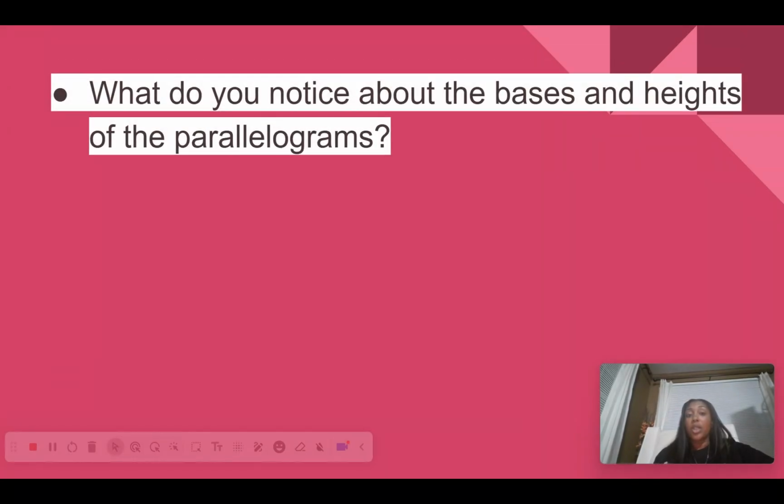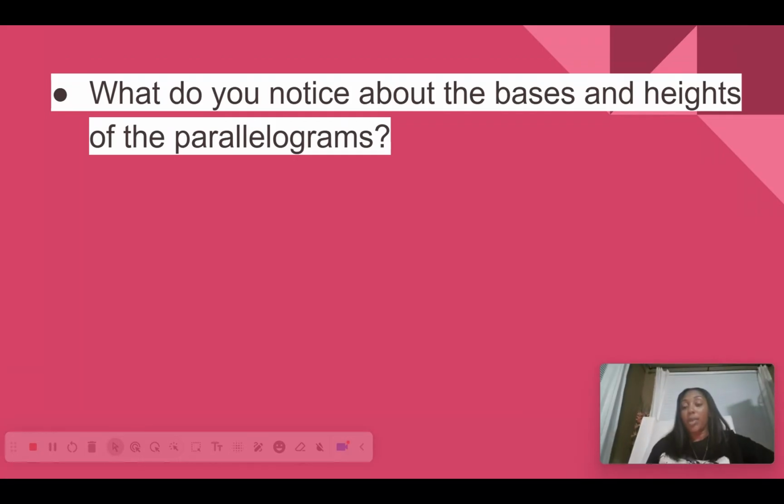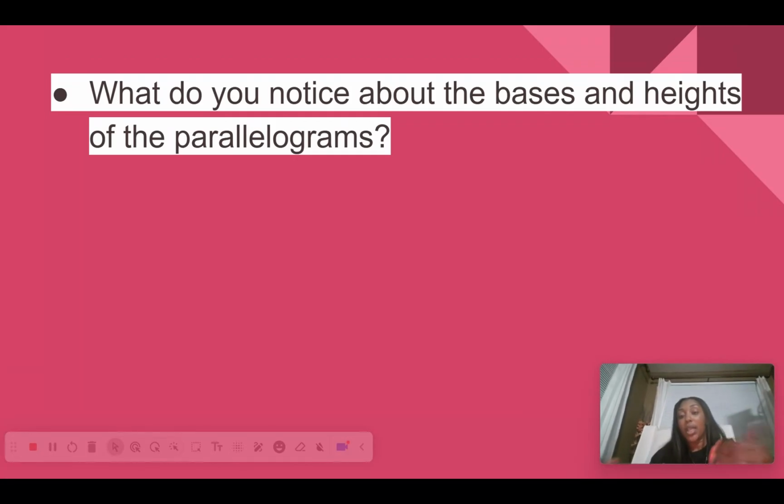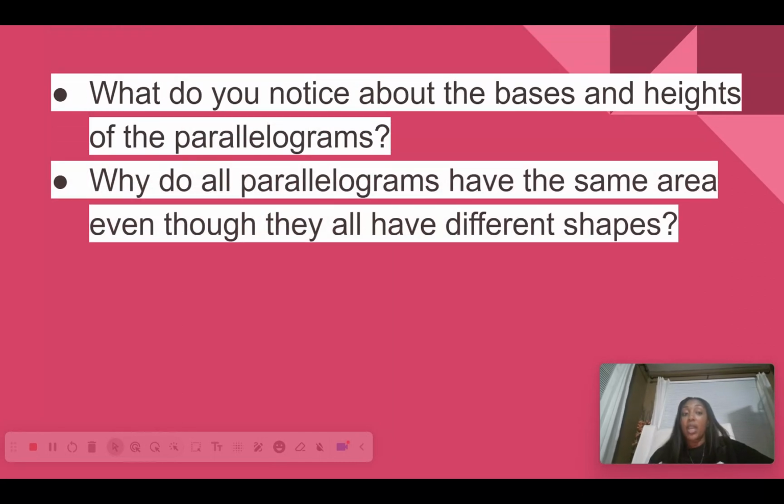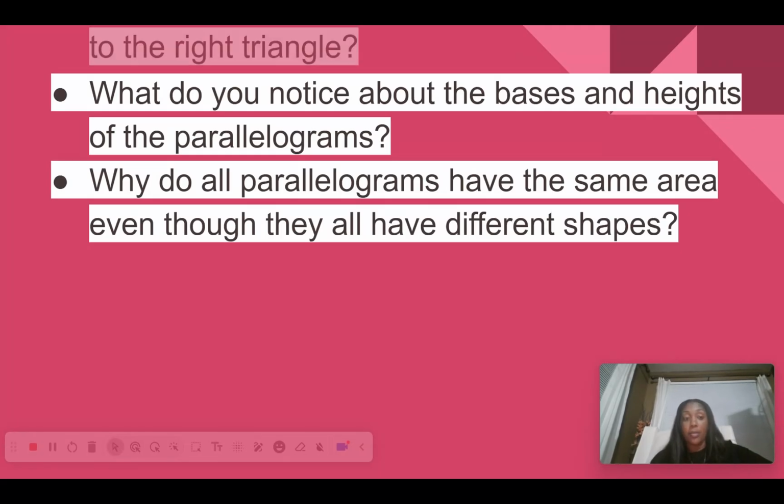So the first question is, well, what do you notice about the bases and heights of the parallelograms? So of course we notice that the bases and the heights are the same. And why do they all have the same area even though they are all different shapes? Well, they have the same area because they have the same base and the same height. So if a shape has the same base and the same height, it's going to give you the same area.